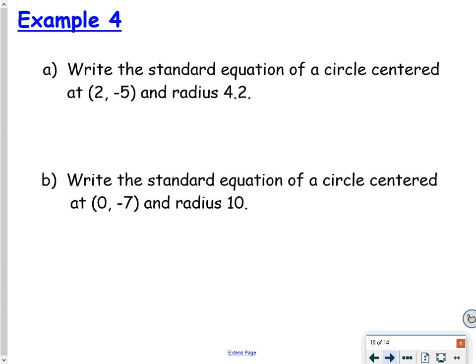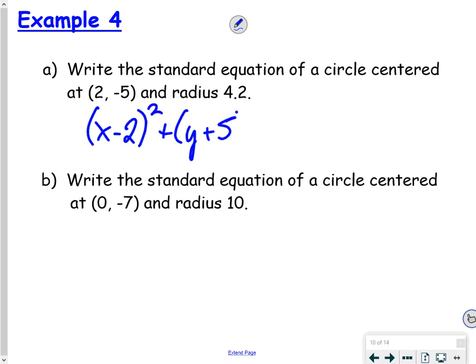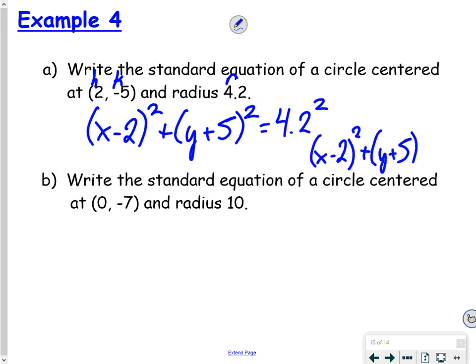The next ones, I know it says you try in your notes, but we're going to do these together. I'll do them fairly quickly. Let's check out part A. We have x minus 2 squared plus y plus 5 squared equals 4.2 squared. This is our h, that's our k, that's our r. We're just plugging it into that equation. If we do 4.2 squared, we get 17.64.